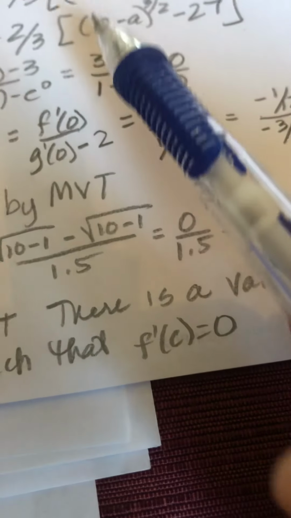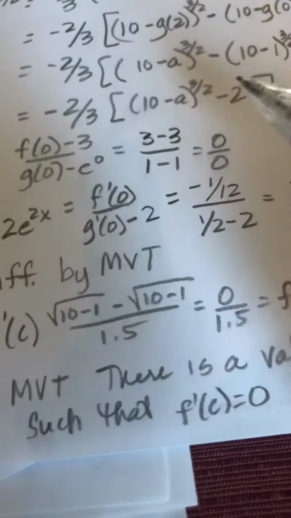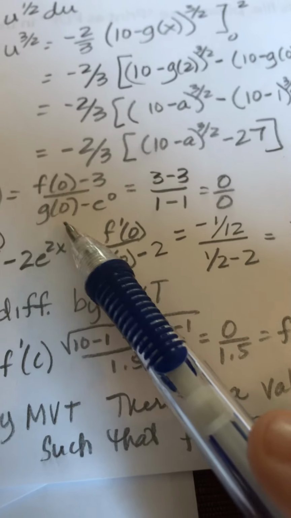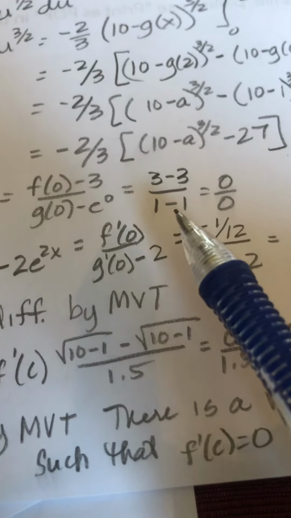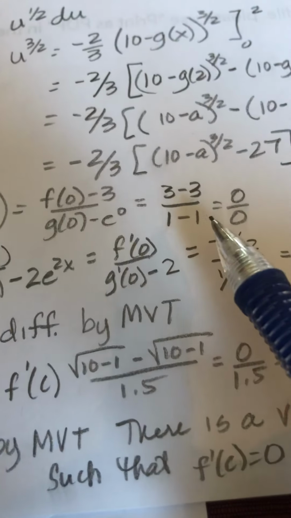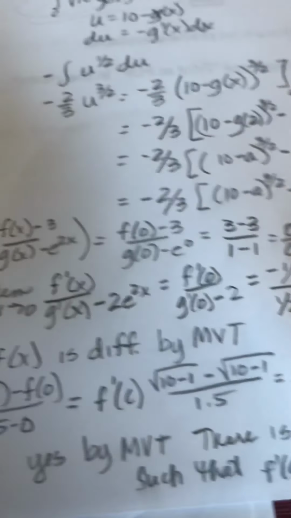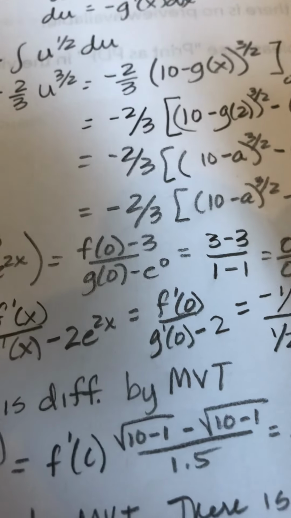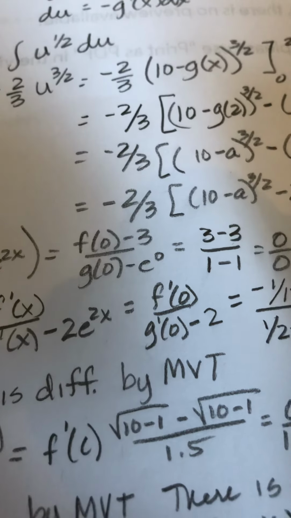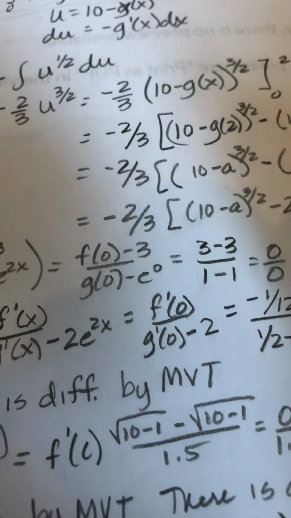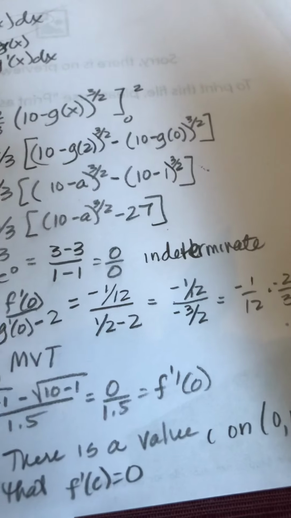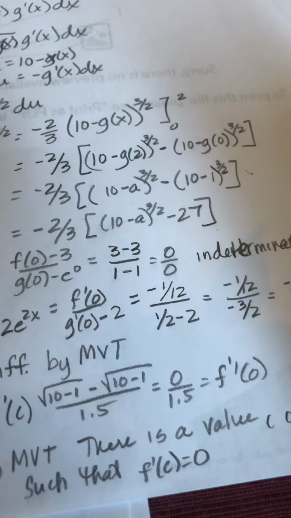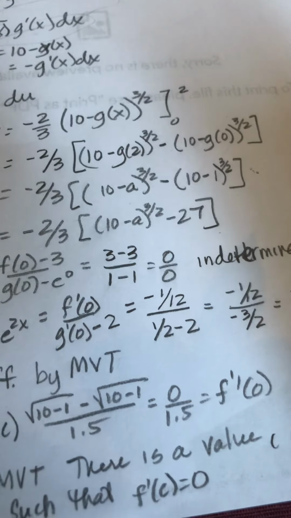F of 0, sub 0 in, we have it back up there in part A, is 3, so we get 3 minus 3. G of 0 is right on the graph, is 1, minus e to the 0 power is 1. So we get 0 over 0. 0 over 0 is what we call an indeterminate form. Doesn't mean we're done. It doesn't mean it's undefined. Doesn't mean it doesn't exist. It means we have to do more work.